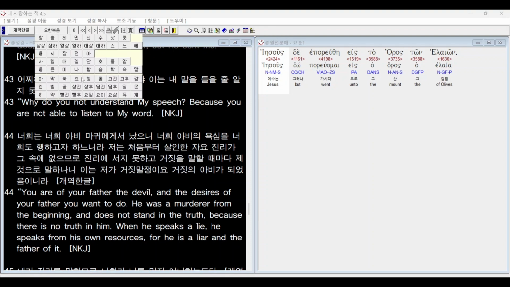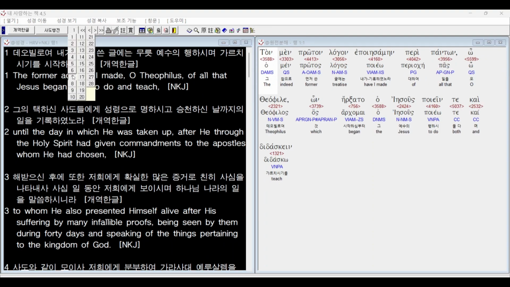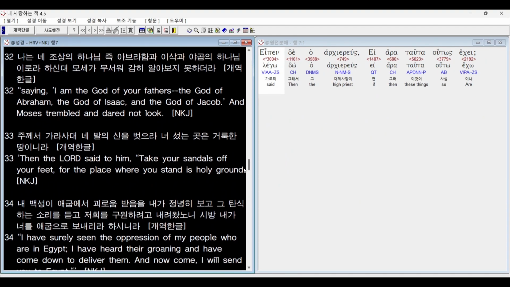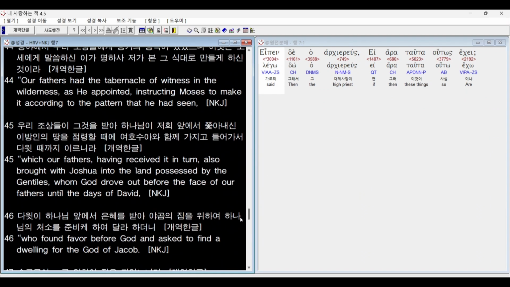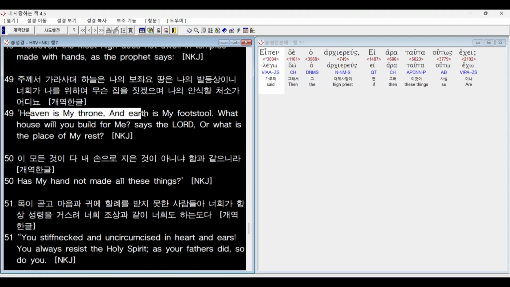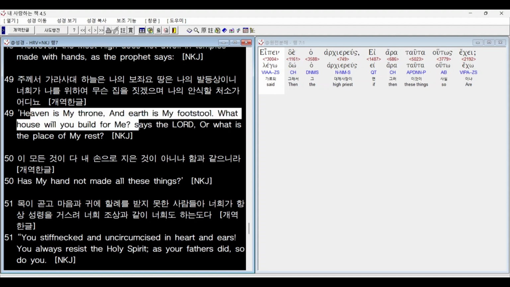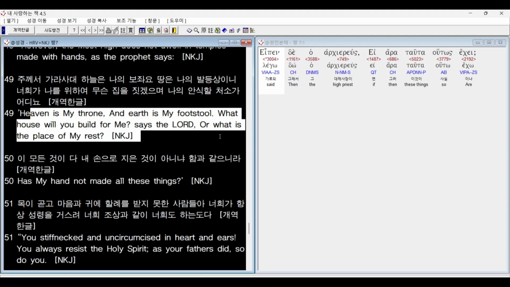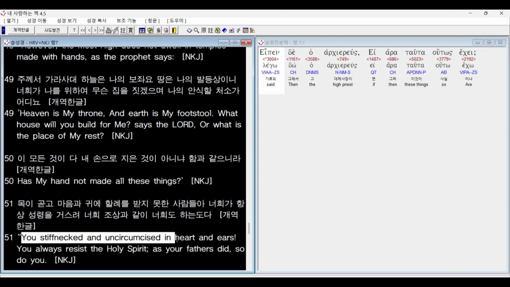We can come back there, New Testament chapter 7, when Isaiah the prophet says, heaven is my throne, earth is my footstool. What house will you build for me, says the Lord? Or what is the place of my rest? God has to rest inside you when you become a seventh-day man. But you stiff-necked and uncircumcised in heart and ears, they are not willing to listen.